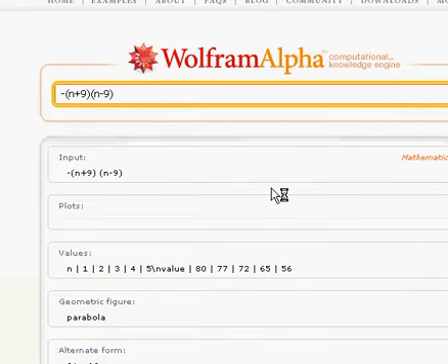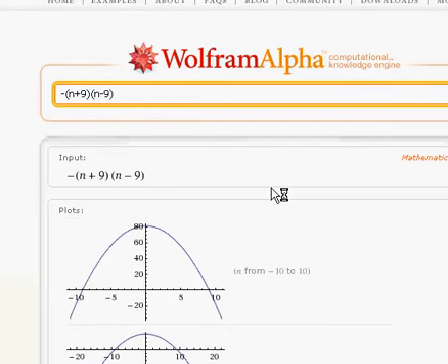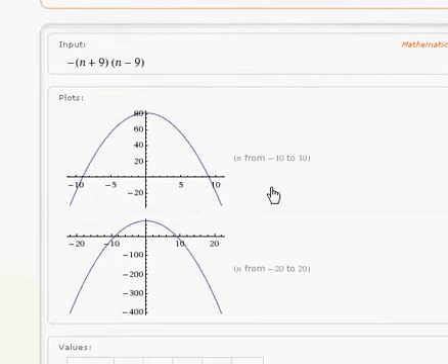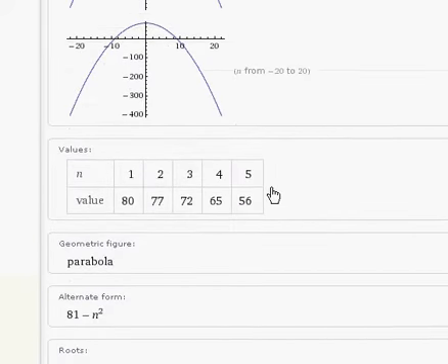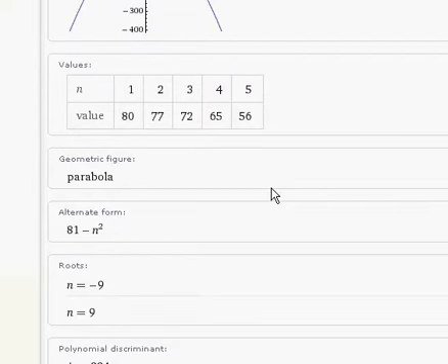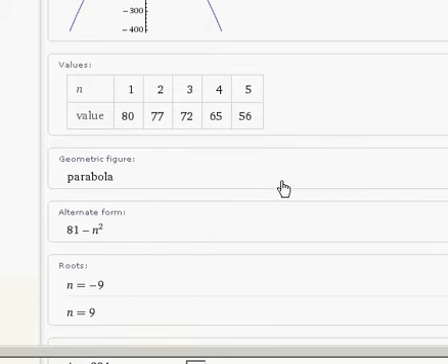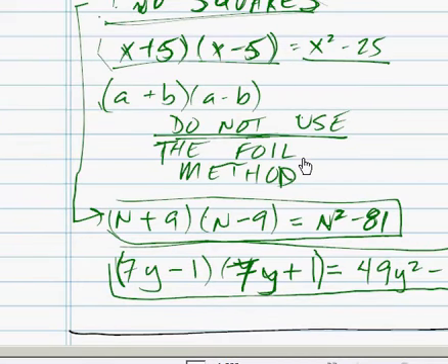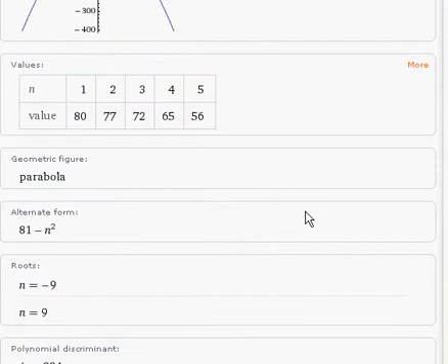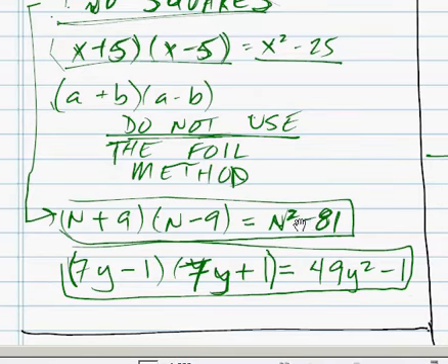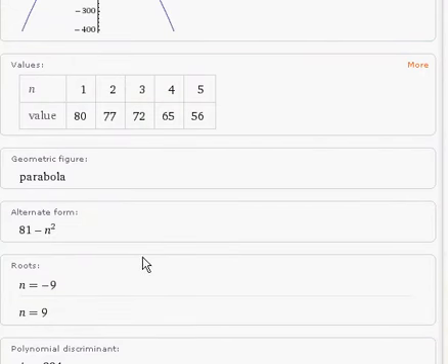That looks much better. All right, and there's our mountain. So negative is a mountain, positive is a cup in our parabolas. And we have the alternate forms down there, 81 minus n squared, which, if you recall, is right there, which is where we started. Although it's saying that n squared minus 81 is the alternate form.